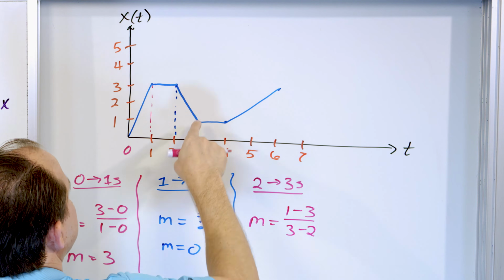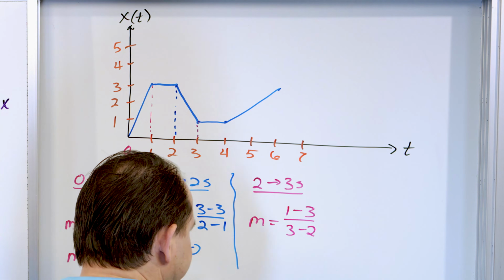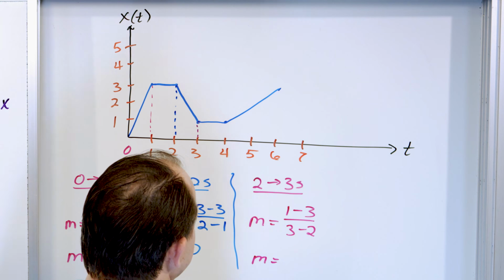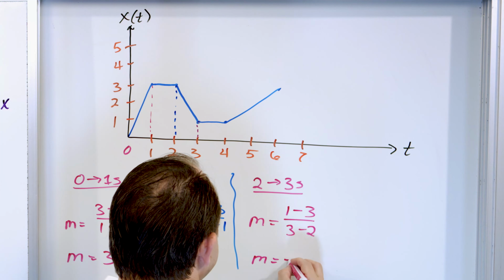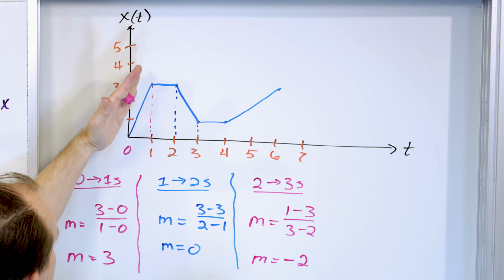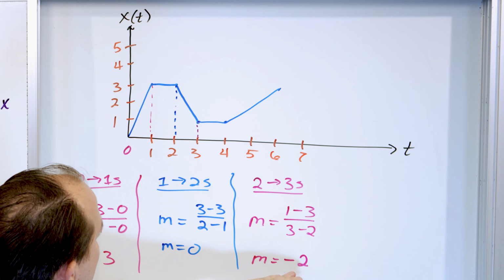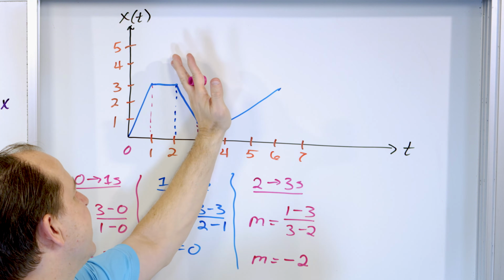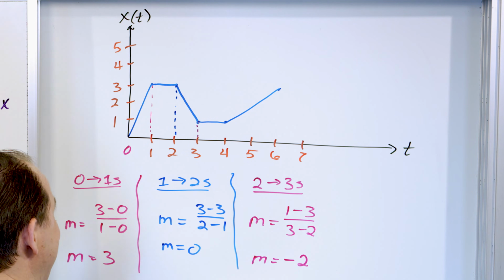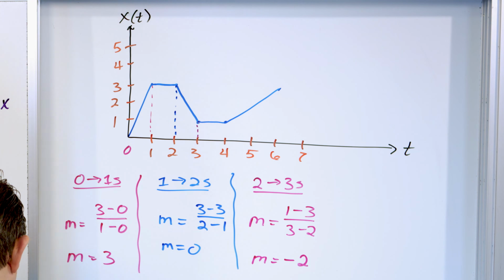So 1 minus 3, 3 minus 2. It's just rise over run, just from basic algebra. And so what you get here is negative 2 on the top and positive 1 on the bottom, so you get negative 2 for the slope. Notice we have a positive slope here because the slope of this segment was positive. We get a negative slope here because the slope of this line was negative. And we get a slope of 0 in the middle because we have a flat line right there.